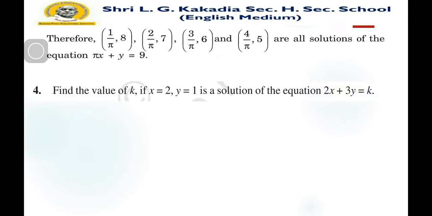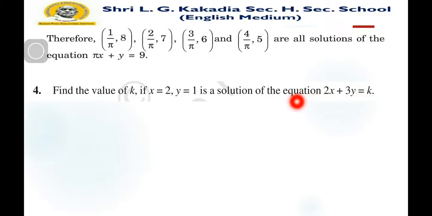Now let's consider one more example. Find the value of k if x is equal to 2 and y is equal to 1 is a solution of the linear equation. As you know, in chapter number 2 we studied that if you put the value of x, then we can find the value of an unknown term from the given polynomial. Here the equation is 2x plus 3y is equal to k. We want to find the value of k. For that we put x is equal to 2 and y is equal to 1 in the linear equation. Then we find some value equal to k, and it will be the value of k.